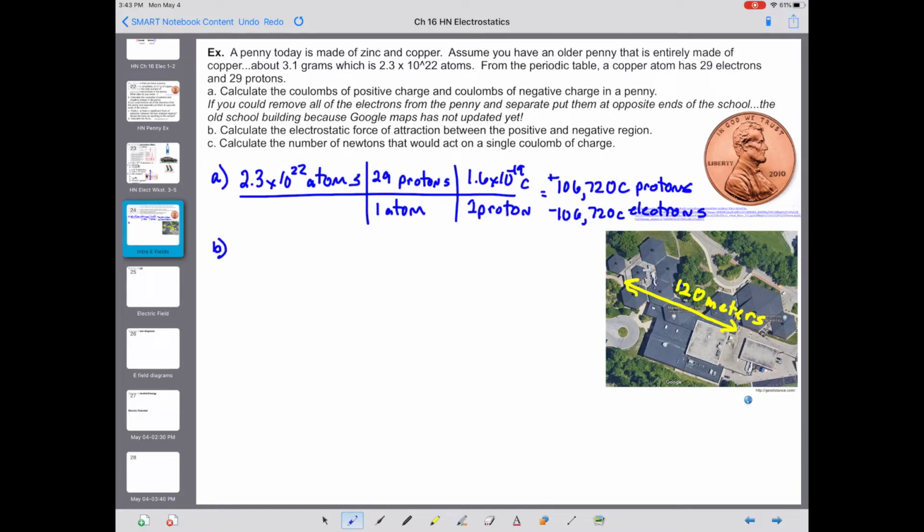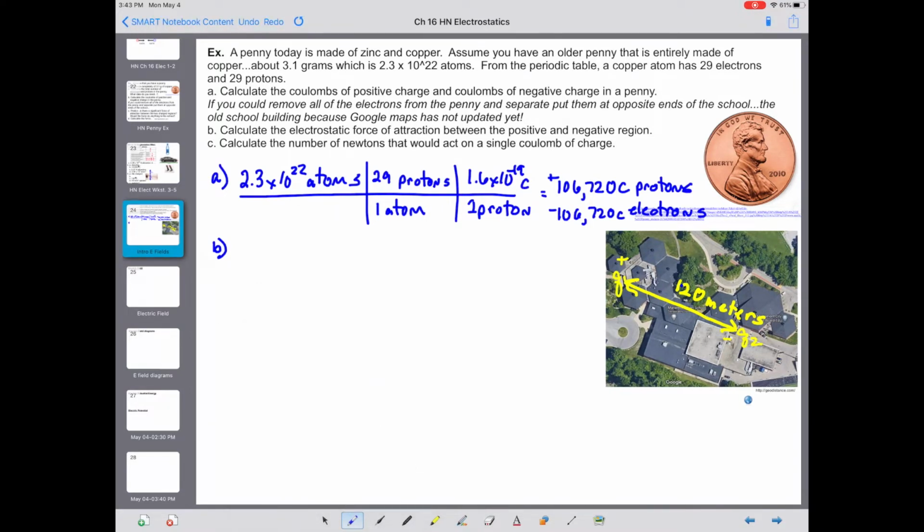We're going to remove all the electrons from the penny, which would be very, very difficult to do. And then we want to separate them and put them at opposite ends of the school. We're going to use the old school building because Google Maps is not updated to the new construction yet. So we've got diagrammed there the old school building and the measured distance from where the front door was to the back door, 120 meters. We want to calculate the force. So on the diagram, we would put Q1 by the front door, maybe that's our positive charge, and Q2, the negative charge, by the back door.